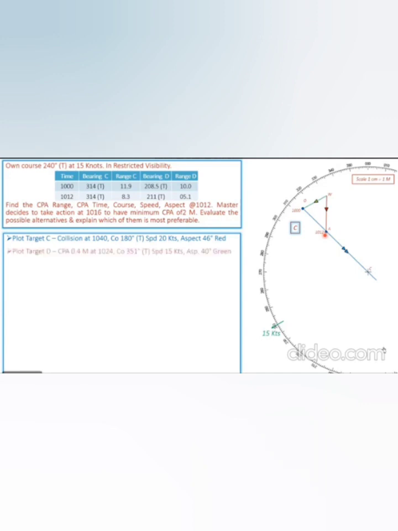Let us now plot our second target, Delta. For target Delta, the first bearing is 208.5, range is 10 miles. So on a bearing of 208.5 at a range of 10 nautical miles, we plot the first relative position of target Delta. This is applicable at 1000 hours and we name that position as O, Oscar.